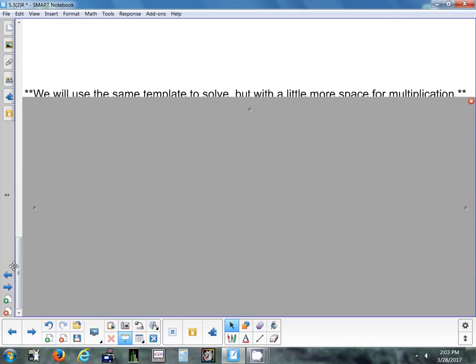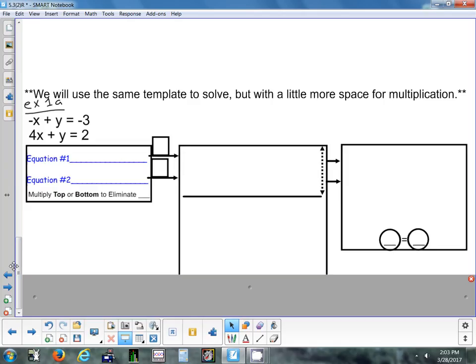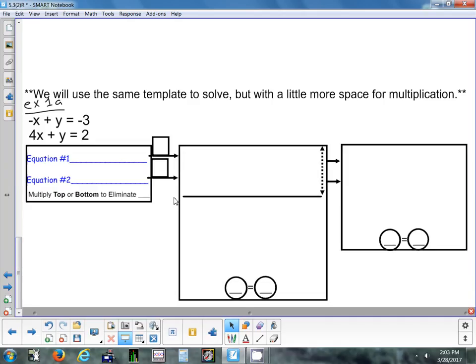Like I said, the template is going to be pretty much the same, but a couple things are new. Multiply the top or the bottom to eliminate what variable. So you'd write in x or y. That's new for today. I'm going to ask you to look at it and see. And then the boxes, those are little boxes to go on to the next step. Those are new as well, because you're going to write in the number that you're multiplying by to get it to eliminate.